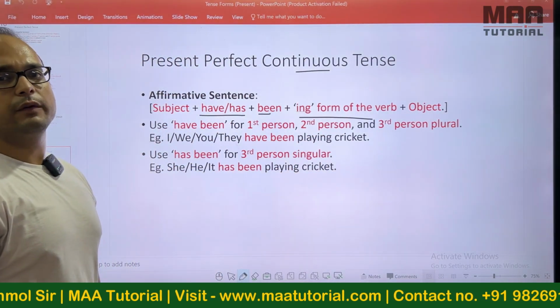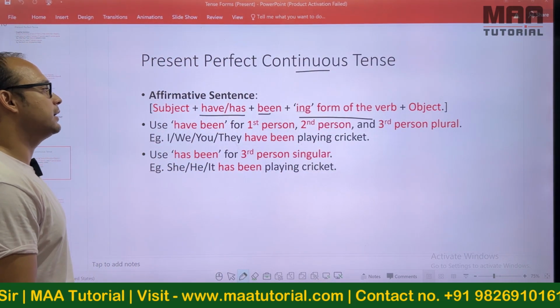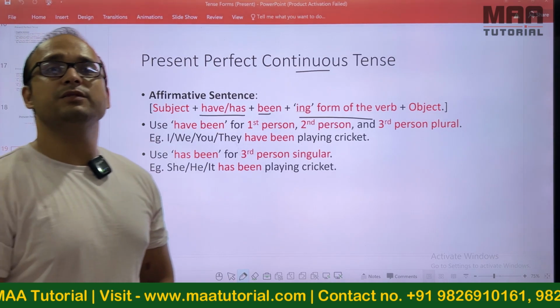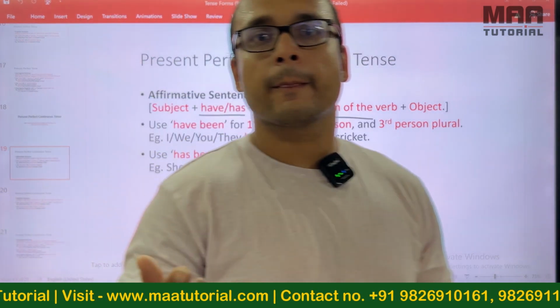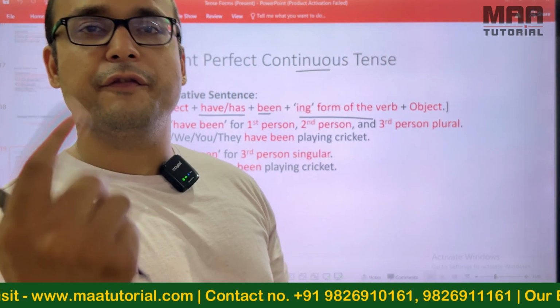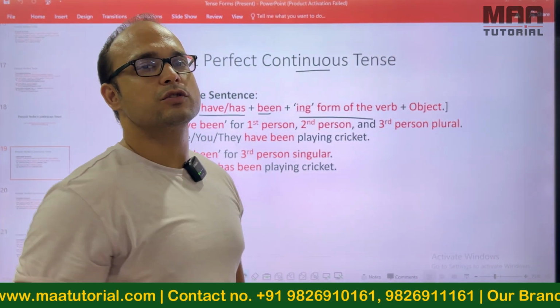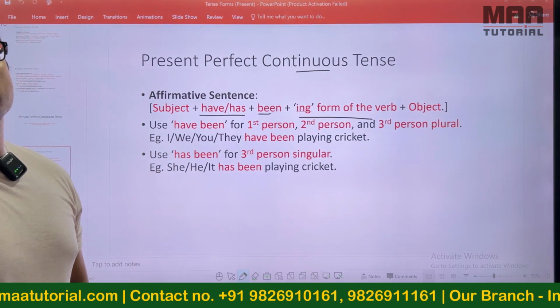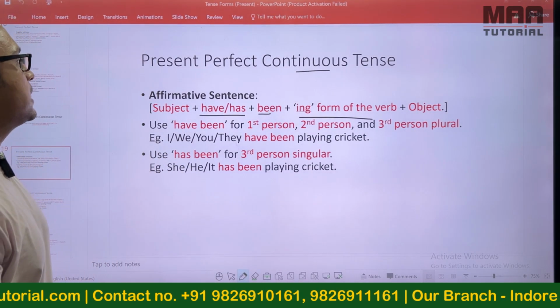So see the form of the verb which each tense uses, keep track of that as well. The simple tense was using the first form, V1. The continuous tense was using the ing form. The perfect tense was using the third form, V3. And the perfect continuous is also using the ing form like the continuous tense.